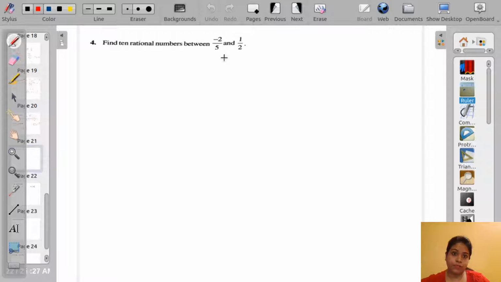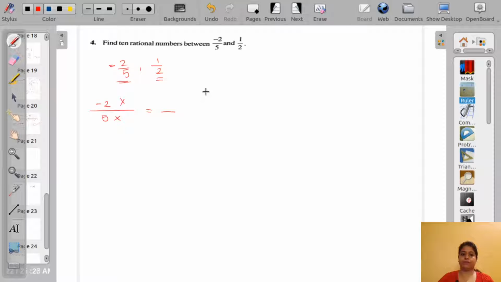Find 10 rational numbers between minus 2 by 5 and half. We know that there are infinite rational numbers between the given rational numbers, so it is very easy to find only 10 rational numbers between them. First we have to make the denominators the same. So how to do that? Minus 2 by 5 multiplied by 2, and here half multiplied by 5.